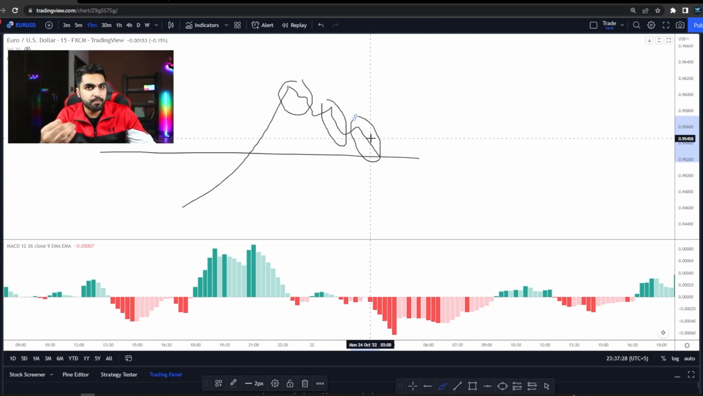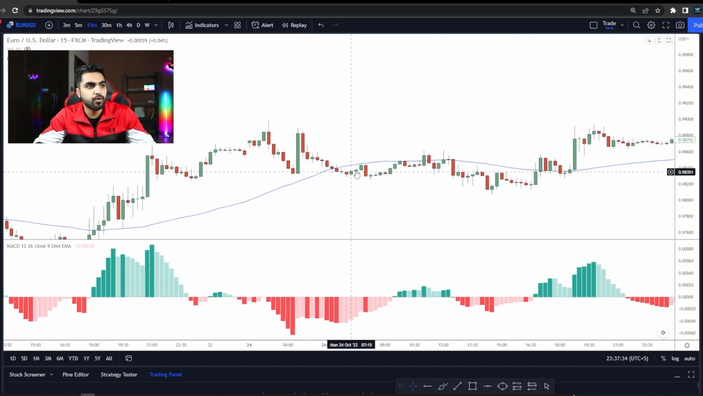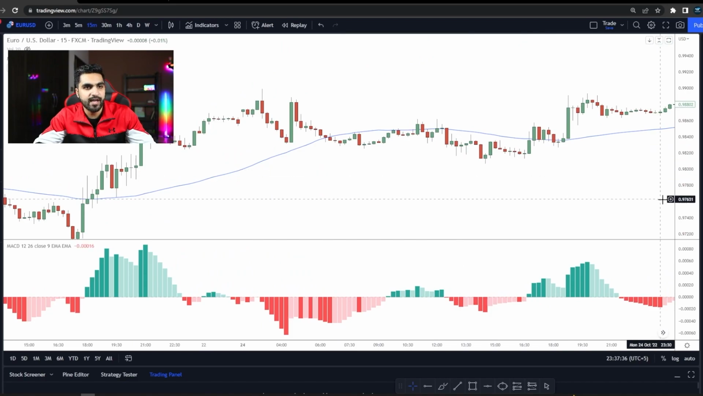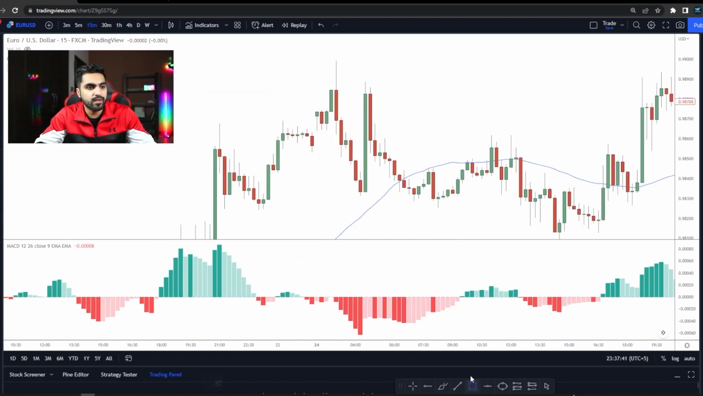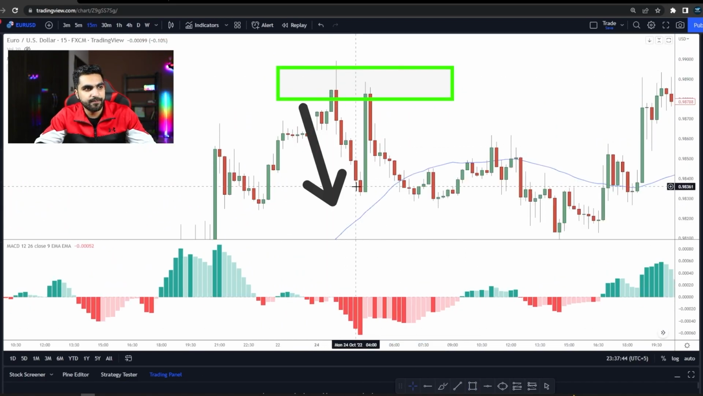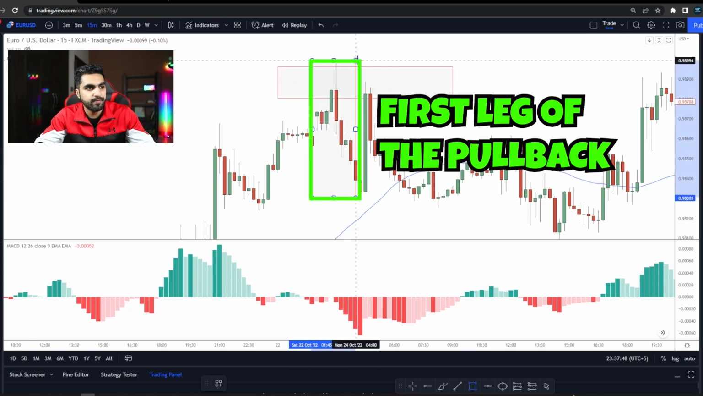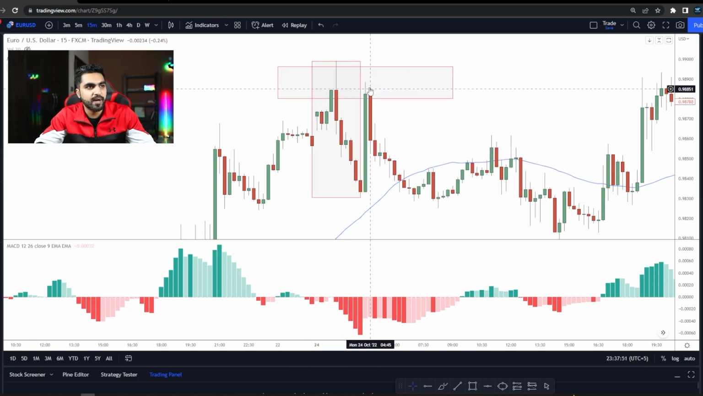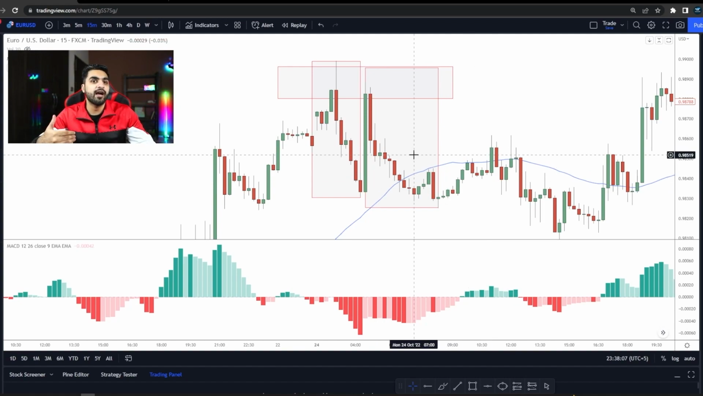Now the most important thing here is that when we are making these pullbacks, the market must go lower than our moving average. As we can see right here, from this higher high area, sellers made a first leg of the pullback. Then buyers showed up, then the sellers made a second leg of the pullback right here, then there are some buyers, and at the same time when we are making these legs of the pullback, the market has gone lower than our moving average.